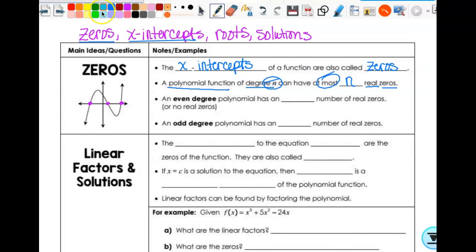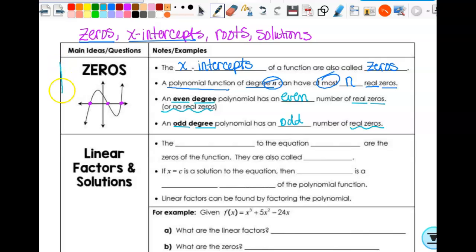If I have an even degreed polynomial, 2, 4, 6, 8, 10, and so forth, it has an even number of real zeros or no real zeros. 0 is not an even number, but in this case it's treated like one. So if I have a 6th degree polynomial, I'm not going to have 5 real zeros. I'm going to have 6 or 4 or 2 or 0. That's the way it works. If I have an odd degree polynomial, it has an odd number of real zeros.